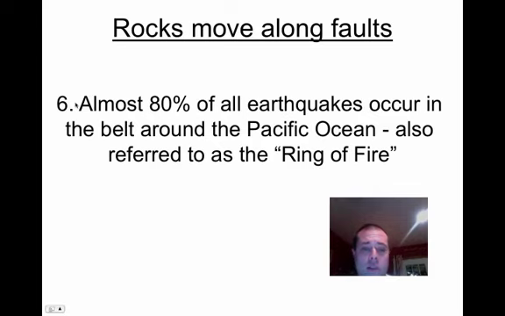For number 6, it says almost 80% of all earthquakes occur in the belt around the Pacific Ocean, also referred to as the Ring of Fire. So it's 80% of earthquakes and volcanoes on Earth are around the Pacific Ocean here, which is a plate in itself, the Pacific Plate, and it's known as the Ring of Fire. We are already somewhat familiar with this.